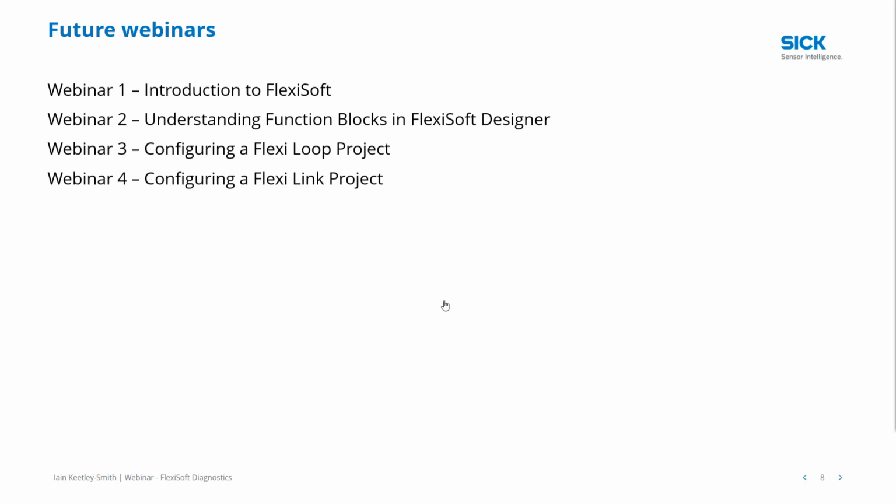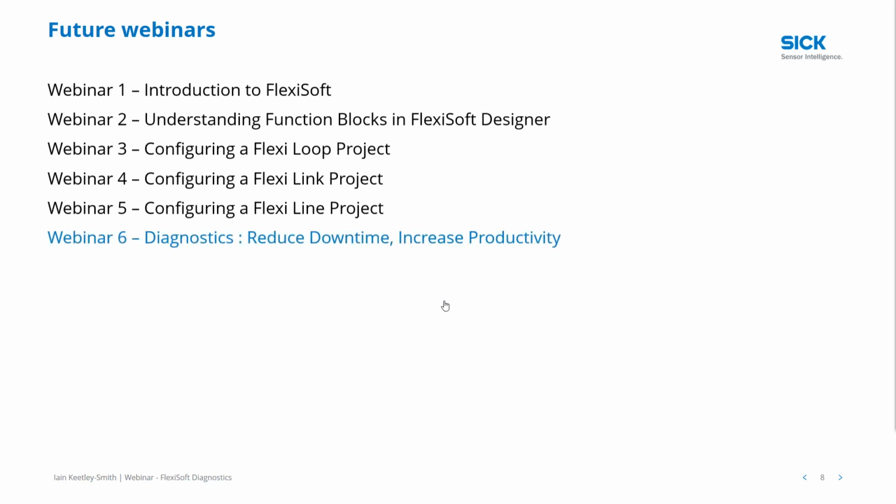Webinar 4 looked at the connection of FlexiSofts. So if you've got multiple CPUs and you want to connect them together, up to 4 CPUs can be configured using what's called FlexiLink. For webinar 5, we looked at what's called FlexiLine, and again that is connecting multiple FlexiSoft CPUs together, but with FlexiLine we can connect up to 32 CPUs together. We've just concluded webinar 6, which was a brief introduction there to diagnostics.